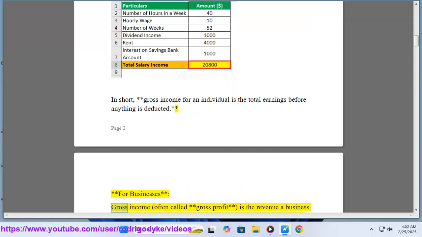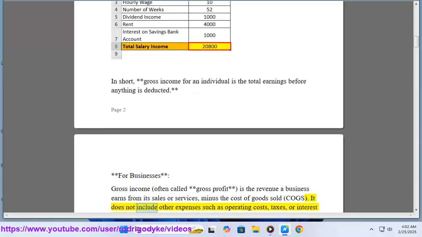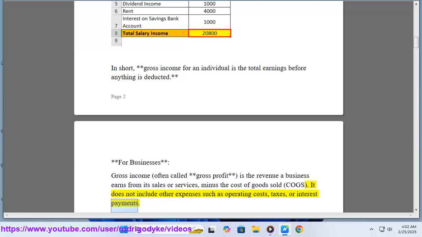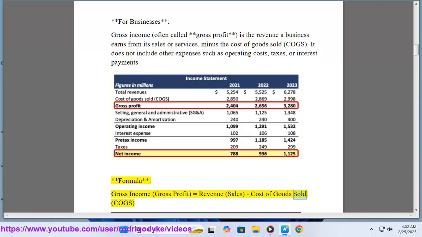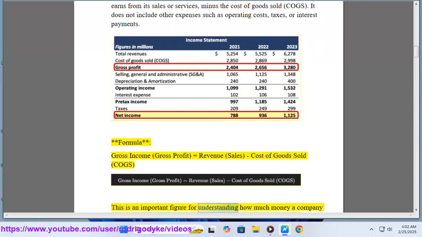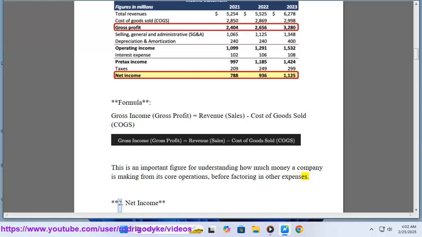For businesses, gross income, often called gross profit, is the revenue a business earns from its sales or services, minus the cost of goods sold, COGS. It does not include other expenses such as operating costs, taxes, or interest payments. Formula: gross income, gross profit, equals revenue, sales, minus cost of goods sold, COGS. This is an important figure for understanding how much money a company is making from its core operations, before factoring in other expenses.